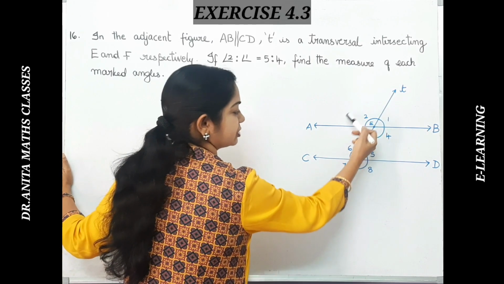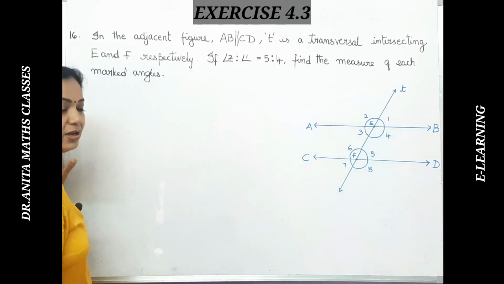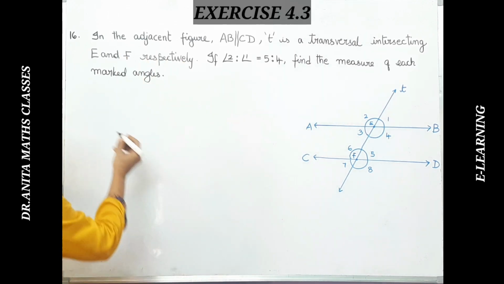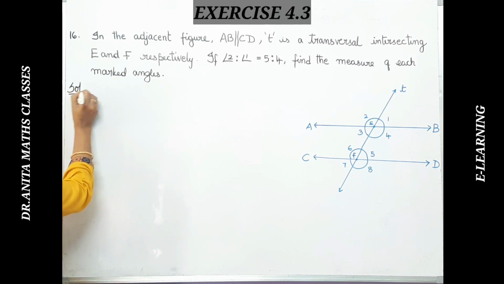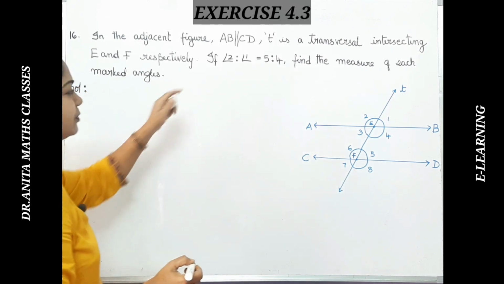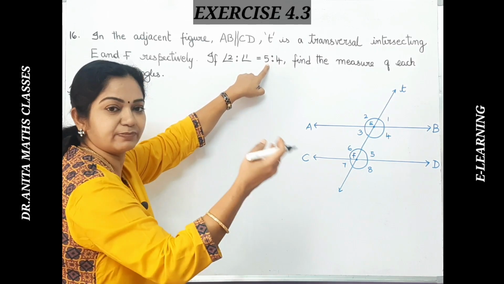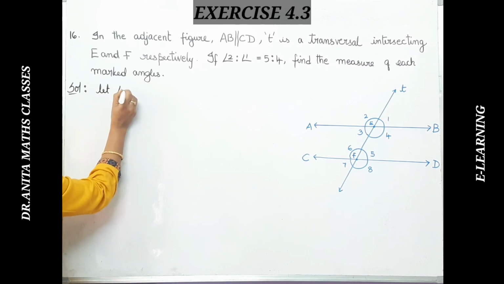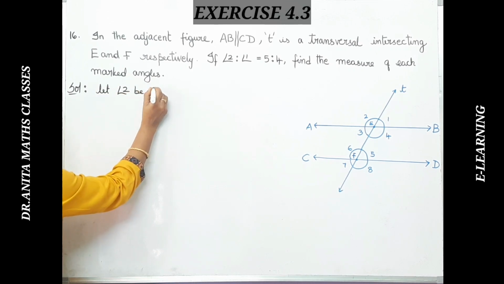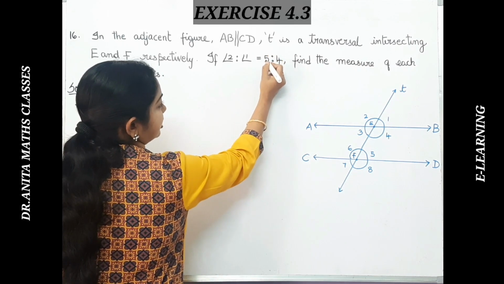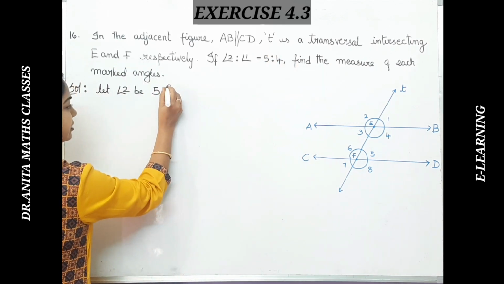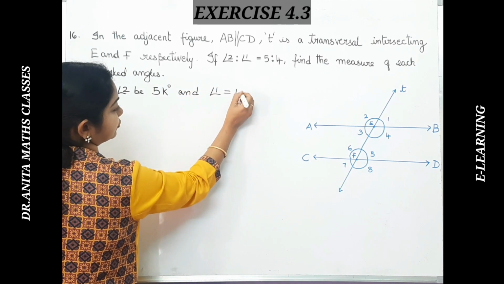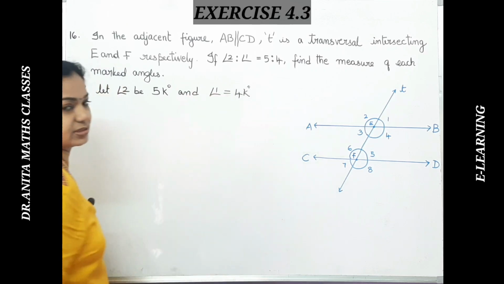We have to find the measure of all the 8 angles formed, but here only the ratio of 2 angles is given. So with that information, we will start the solution. Let angle 2 be 5k degrees, so it is 5 portions, and angle 1 is equal to 4k degrees. k is some constant.